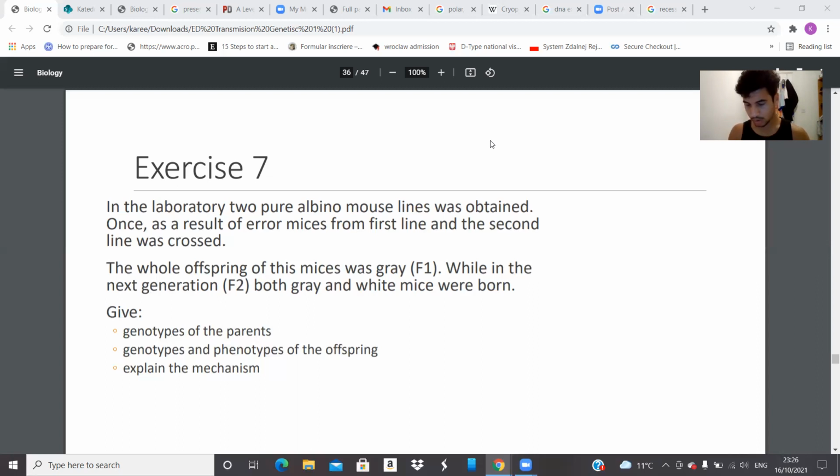Wait, so that means, okay, and then it says the whole offspring was gray, and then in the next generation we crossed that, and we got... okay, so it's duplicate recessive.